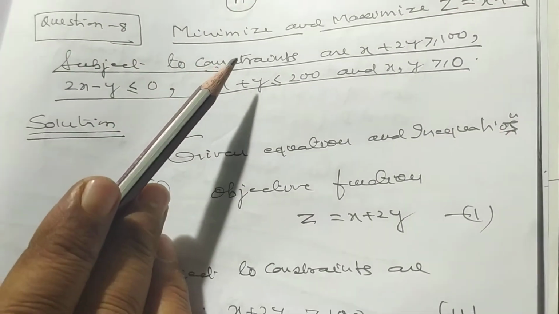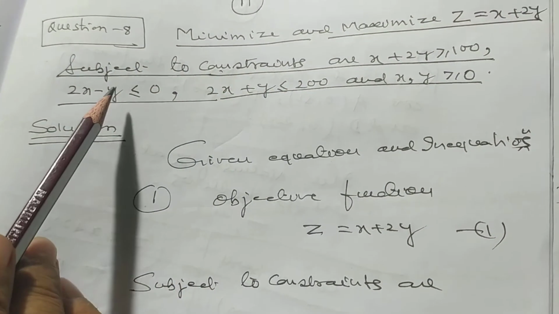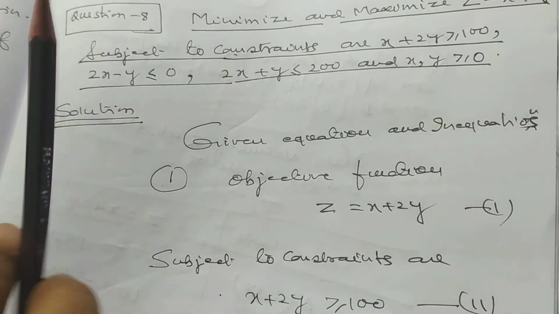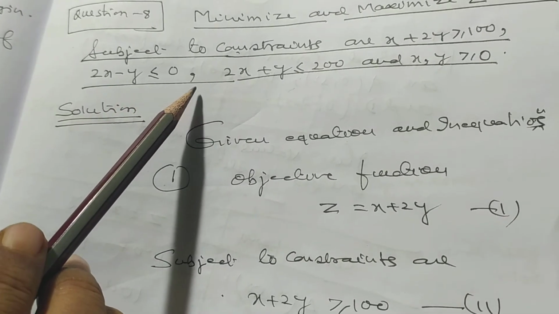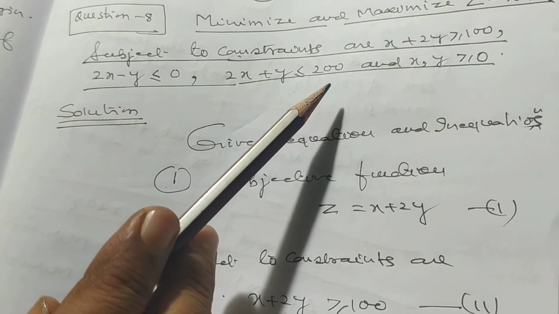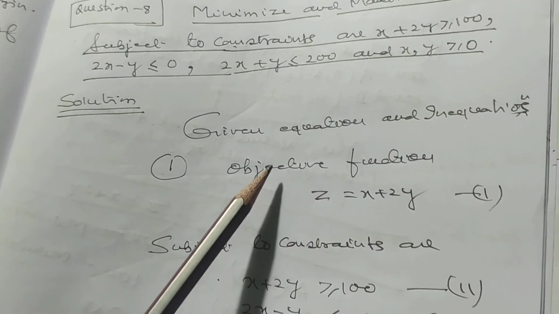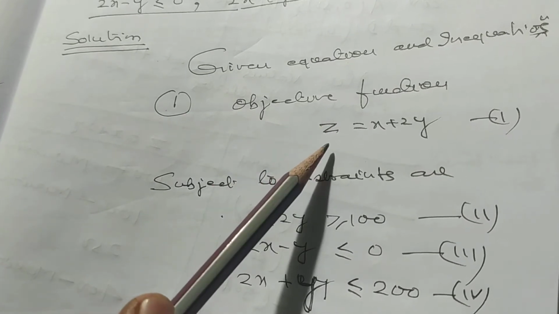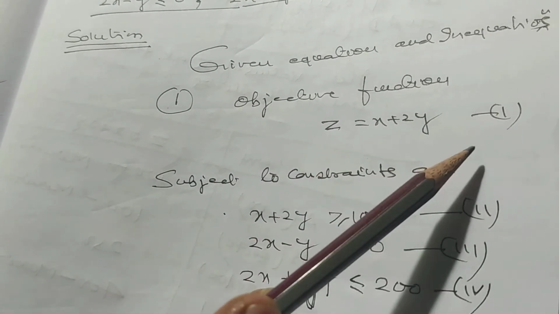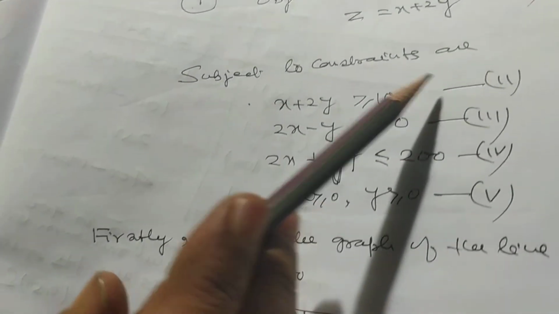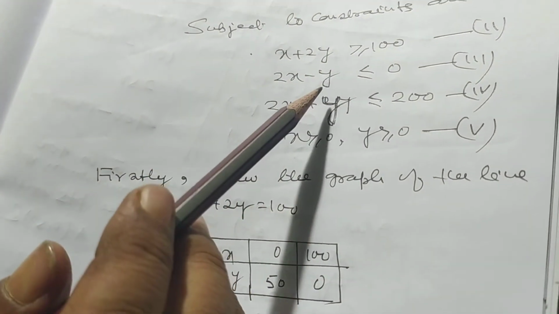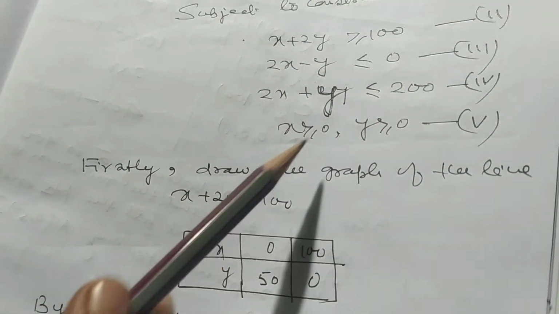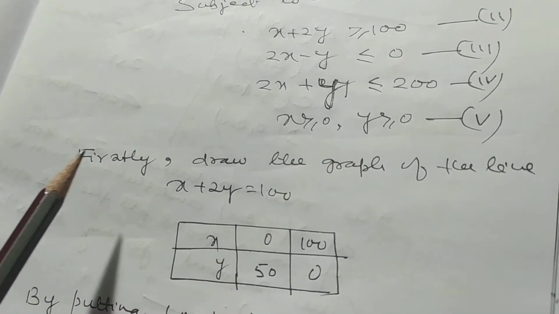Now, minimize and maximize z is equal to x plus 2y, subject to the constraints x plus 2y greater than or equal to 100, 2x minus y less than or equal to 0, 2x plus y less than or equal to 200, and x, y greater than 0. The given equation and inequations are the objective function Z is equal to x plus 2y, subject to these constraints, with x greater than 0, y greater than 0.